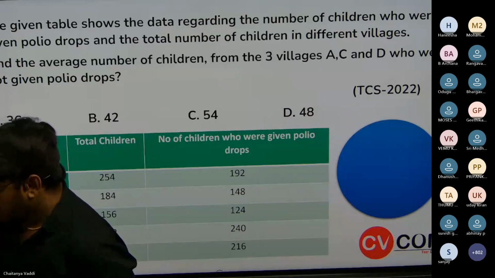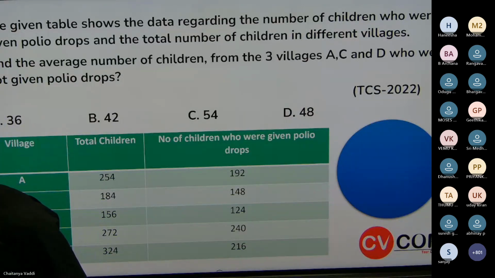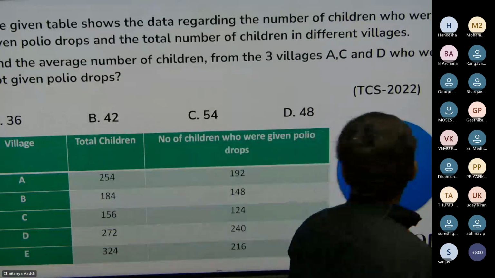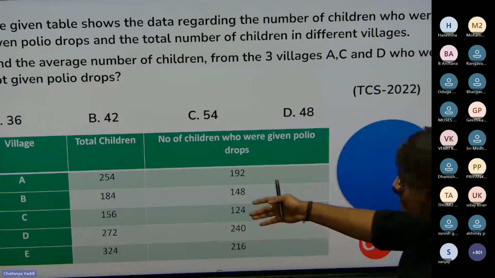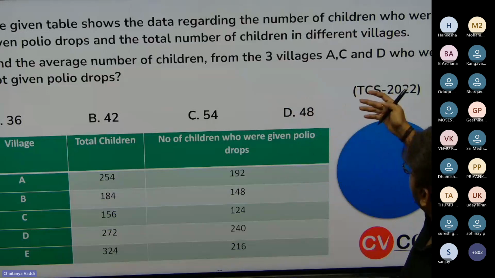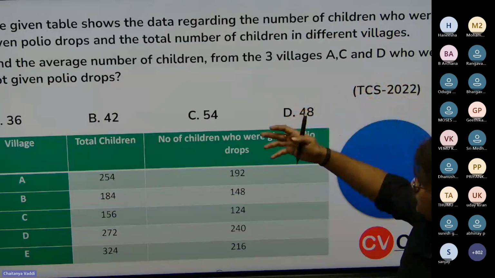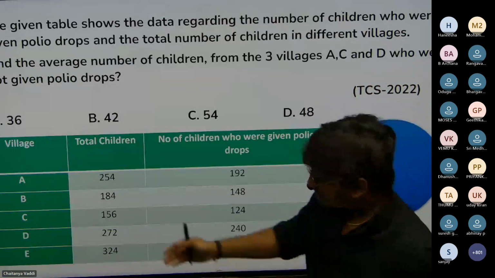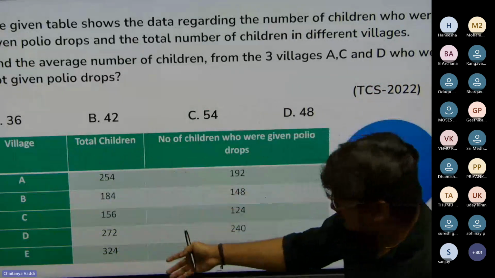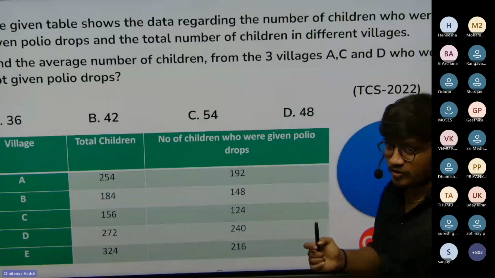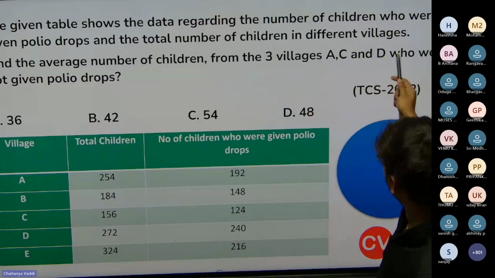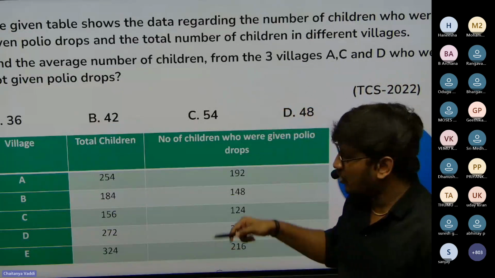Yeah, getting answers. Yeah, very good, Ahlad. Venkatesh. Yes, 42. It's a very basic question. Correct. They have given a table with some data regarding averages: the number of children who were given polio drops and the total number of children in the different villages. They have given 5 different villages, the total number of children in the villages, and the number of children who were given polio drops. But they are asking us to find the average number of children from 3 villages, A, C, and D, who were not given polio drops.